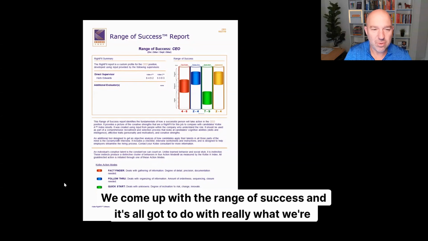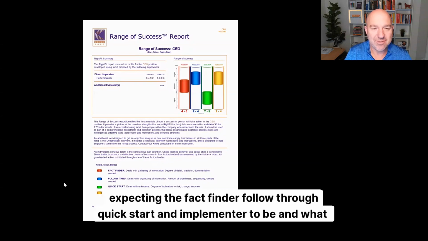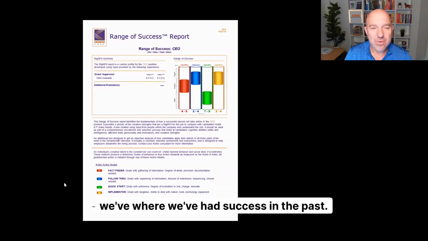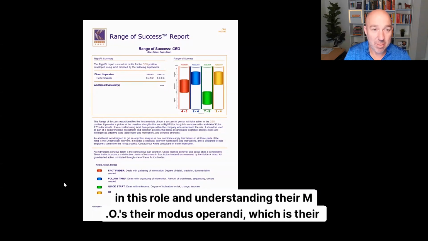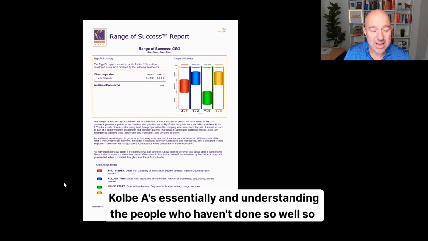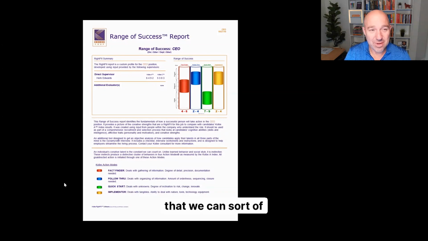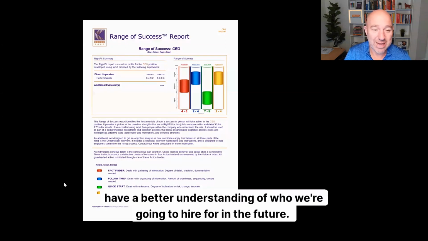It's all got to do with what we're expecting the Fact Finder, Follow Through, Quick Start, and Implementer to be, and where we've had success in the past. So it's a combination of understanding who's been really successful in this role and understanding their MOs, their modus operandi, which is their Kolbe As essentially, and understanding the people who haven't done so well, so that we can have a better understanding of who we're going to hire in the future.